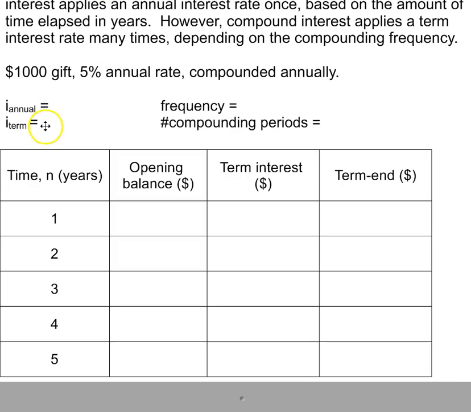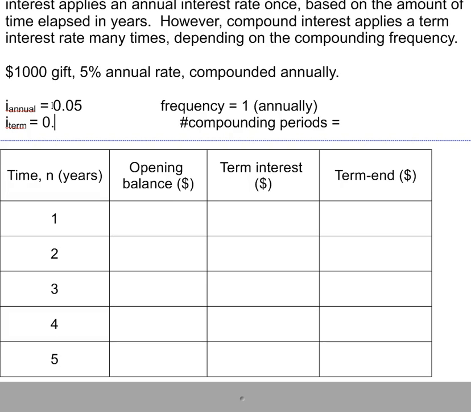To start though, we're going to look at calculating the annual interest rate. Well, at 5%, that would be 0.05. When we go from there and we want to calculate the term rate, well, if it's compounded annually, the frequency is once, which means that the term interest rate will be also the annual rate at 0.05 as a decimal. The number of compounding periods, if it's invested for 5 years, will be 5, once per year for those 5 years.